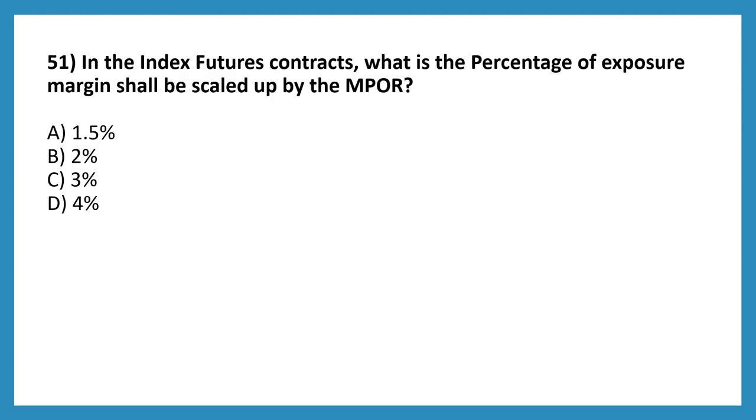Next question. In the index futures contracts, what is the percentage of exposure margin that shall be scaled up by the MPOR? Option A, 1.5%. Option B, 2%. Option C, 3%. Option D, 4%. The correct answer is option C, 3%.